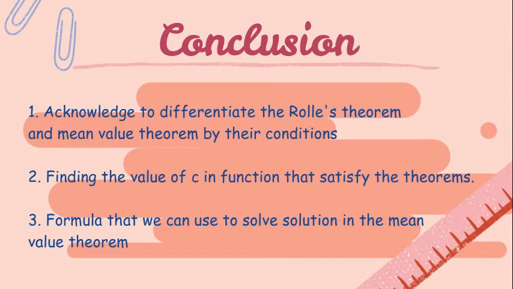So the conclusion is, we must know how to differentiate Rolle's theorem and the mean value theorem by their conditions, and find the value of c in the function that satisfies the theorems. And the third is the formula that we can use to solve the solution, which is the mean value theorem.